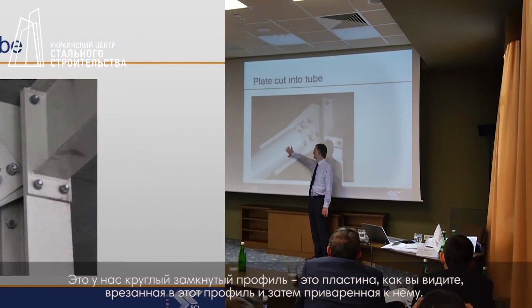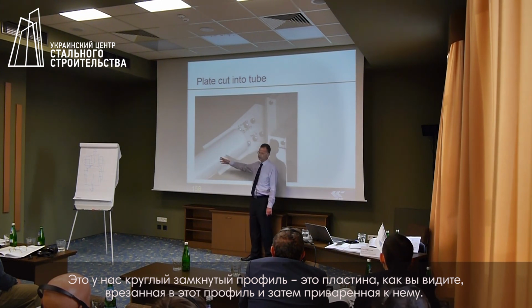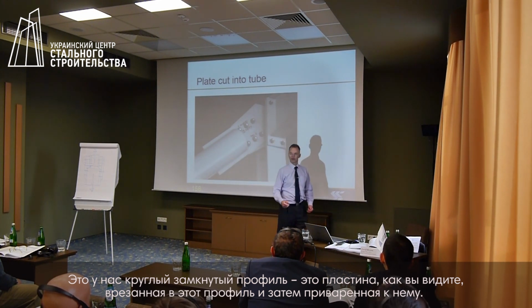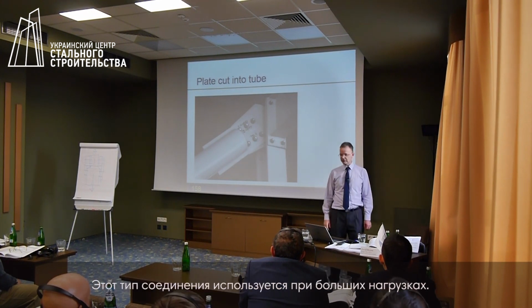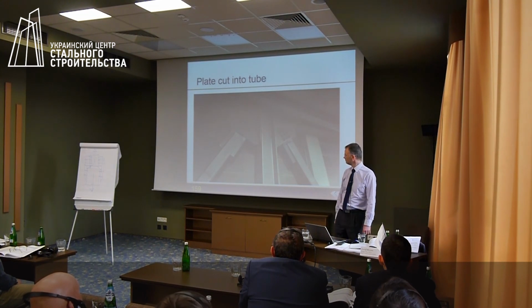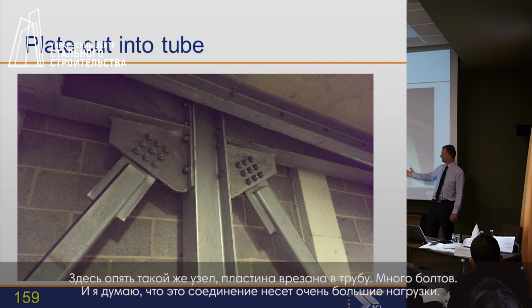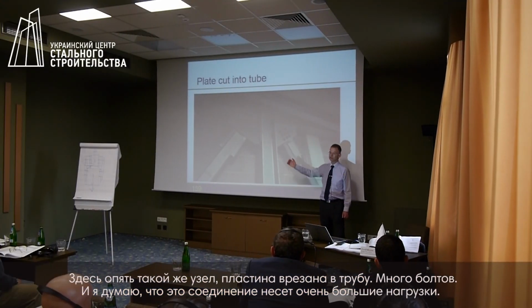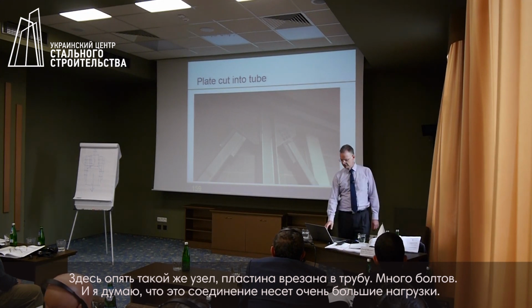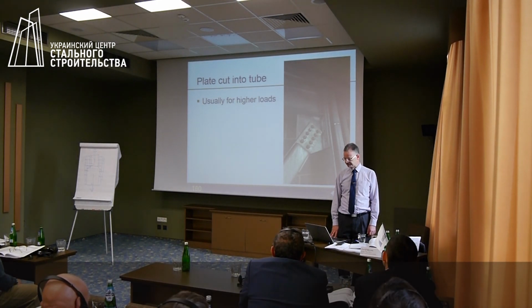Here is a circular hollow section. The plate, you can see, has been cut into the hollow section and then re-welded. Useful, I think, for higher loads. Here again, same detail. Plate has been cut into the hollow section. Lots of bolts, so presumably quite a heavily loaded connection in that case. Again, the same detail.